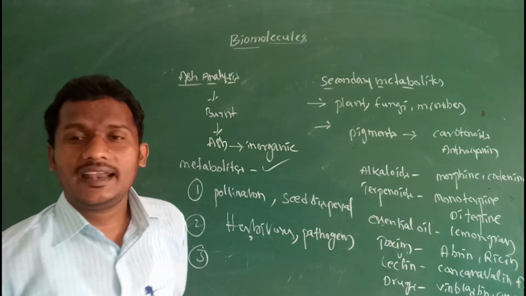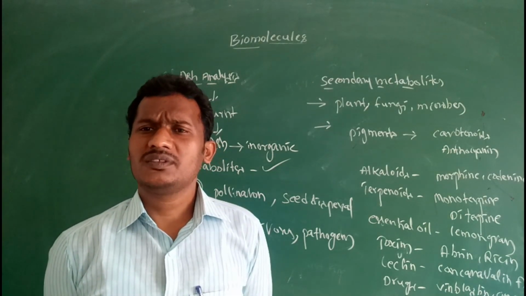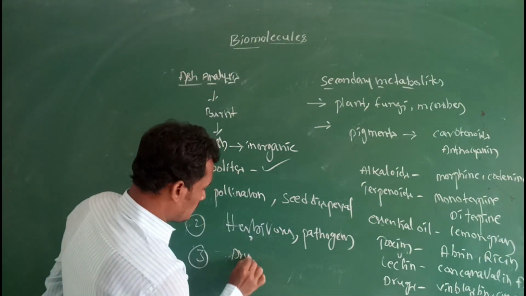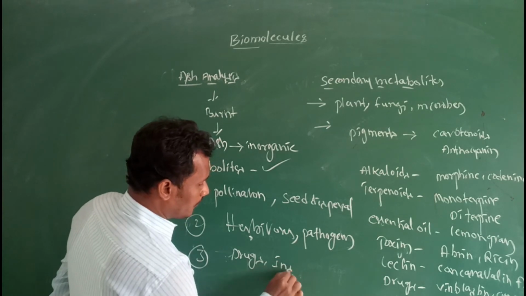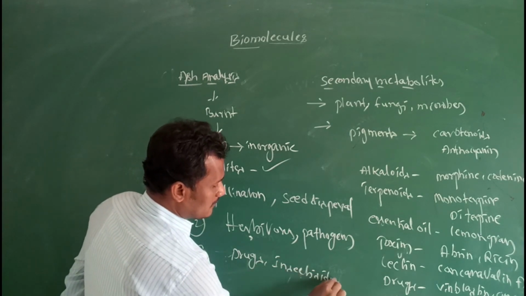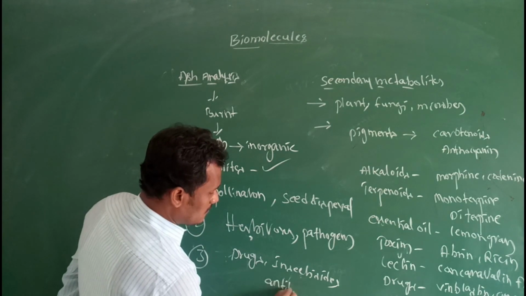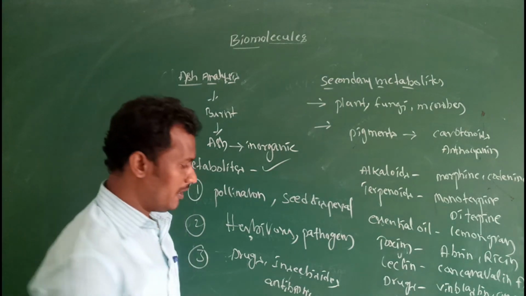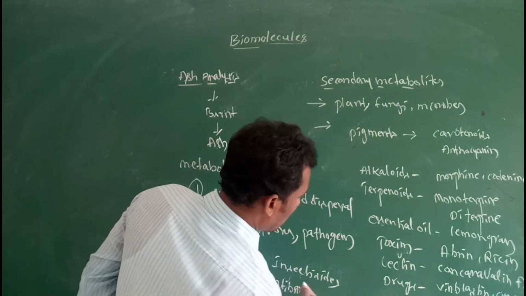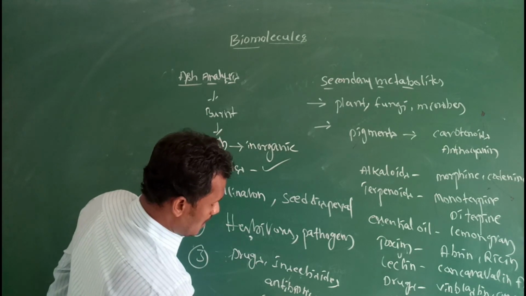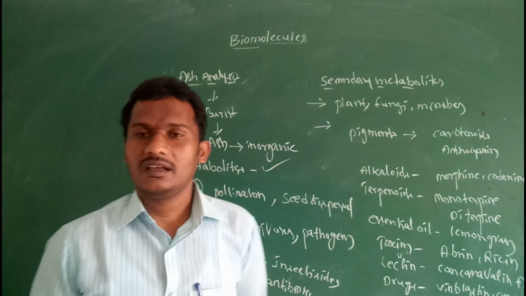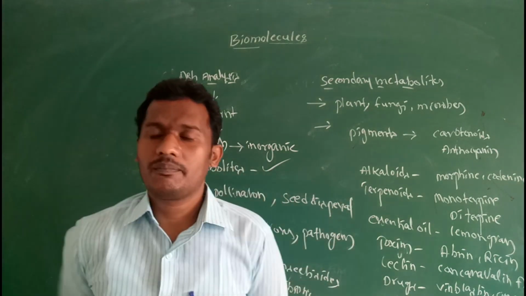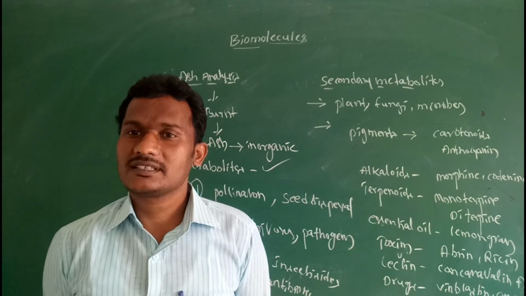Then secondary metabolites are useful to produce a number of industrial compounds. So these are drugs, insecticides, antibiotics, scents, spices, gums, etc. So secondary metabolites are useful to produce a number of industrial compounds.